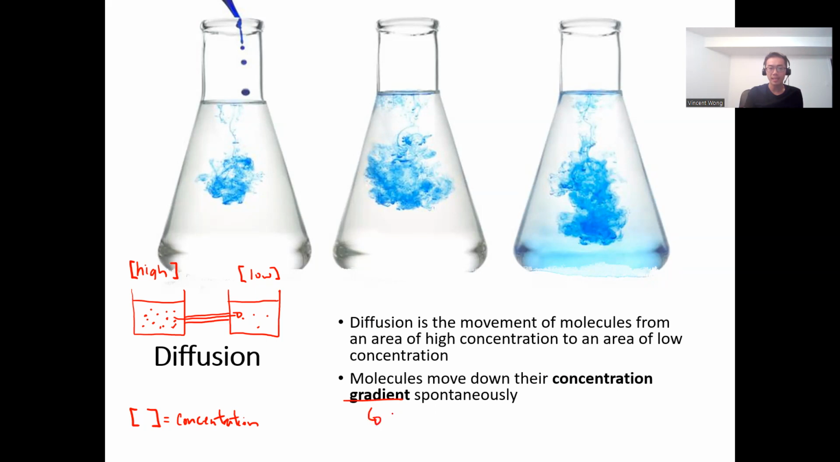A gradient is basically a difference between 2 areas. Okay, so if you have 2 areas with different concentration, the molecules will spontaneously, on their own, go from high concentration to low concentration. That's what diffusion means.